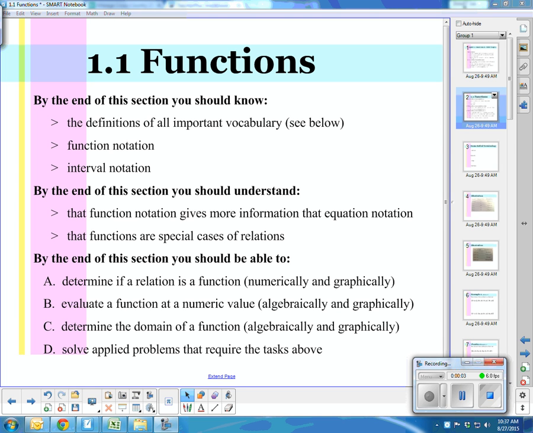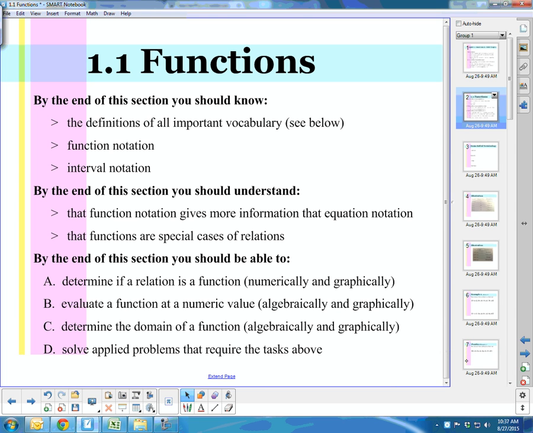Welcome to Pre-Calculus and our first flipped classroom video of the year. This topic will cover functions. Some of this you will have seen before, but you might need a little bit of review, and some of it might be a little bit new.